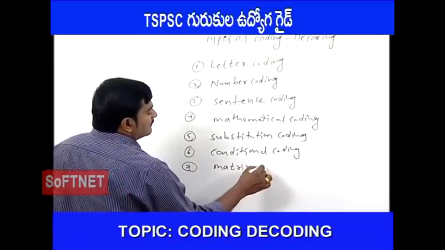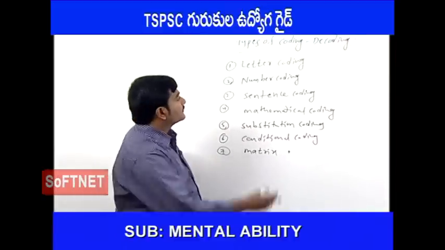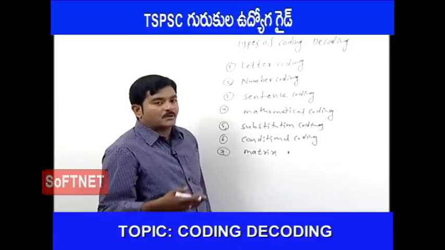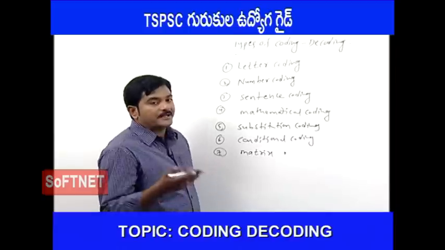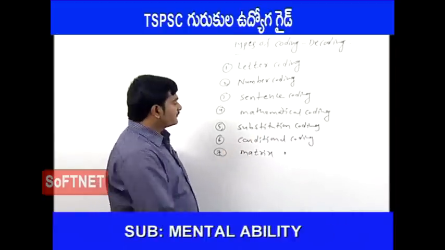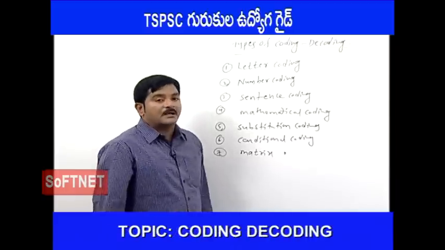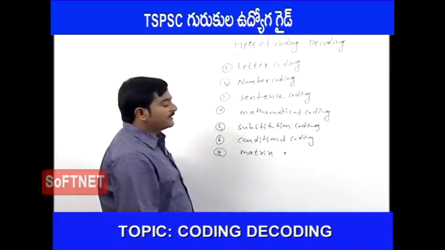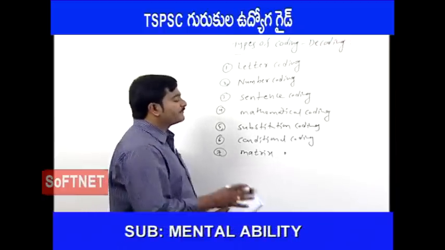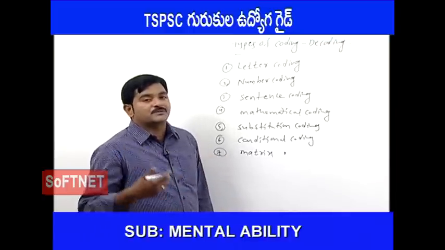So what does it mean? There are 7 types in coding decoding. Type 1 is letter coding, the second type is number coding, the third type is sentence coding, the fourth type is mathematical coding, the fifth type is substitution coding, and the sixth one is conditional coding. Similarly, finally matrix coding. These are the different types in coding decoding. Now we will go through some examples briefly on each type.